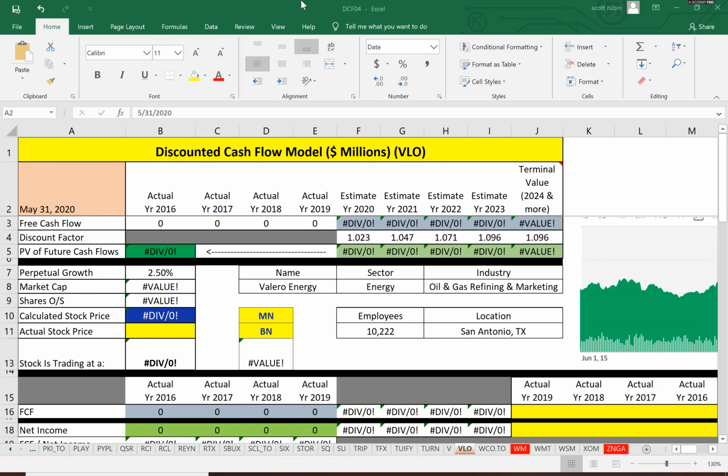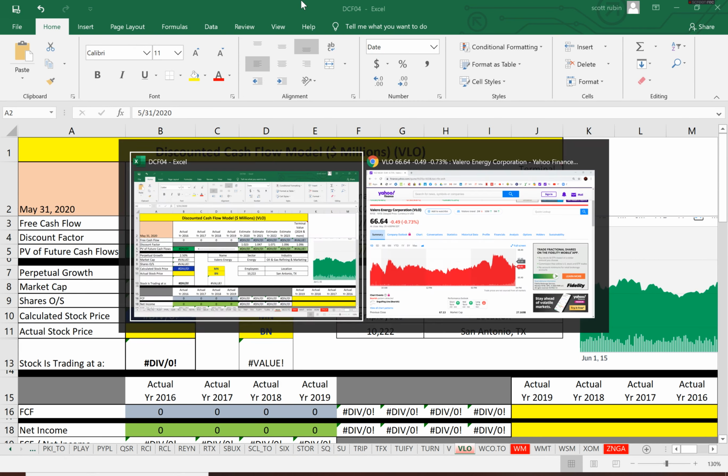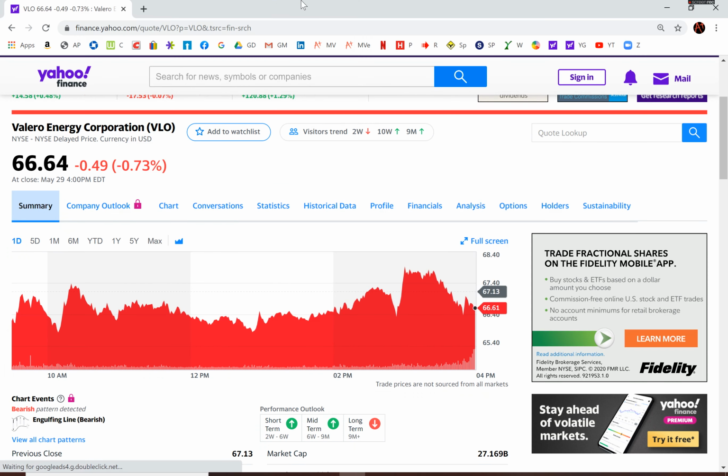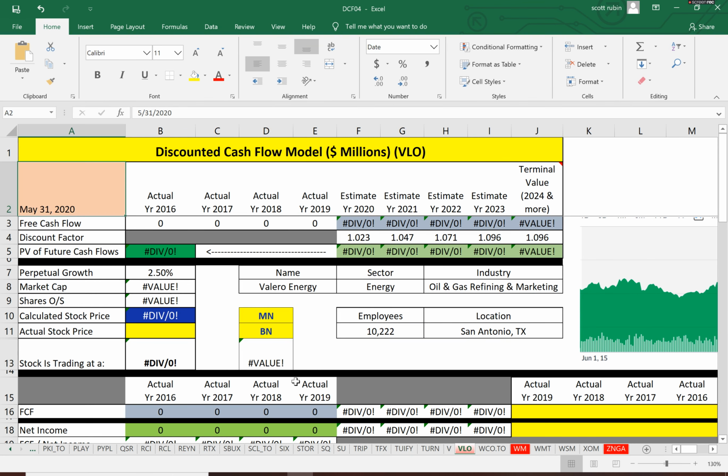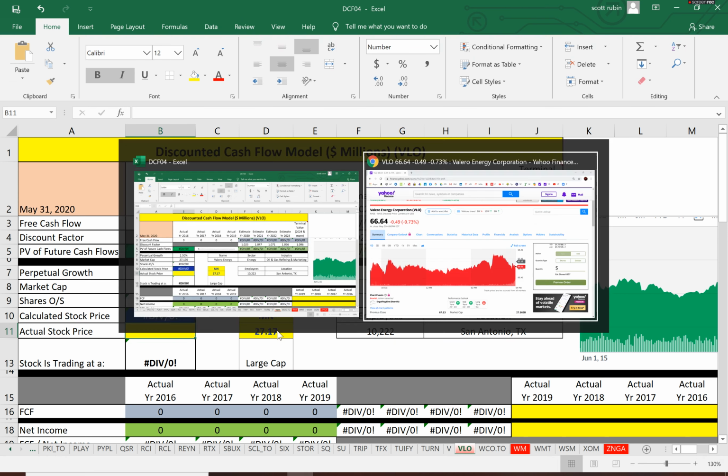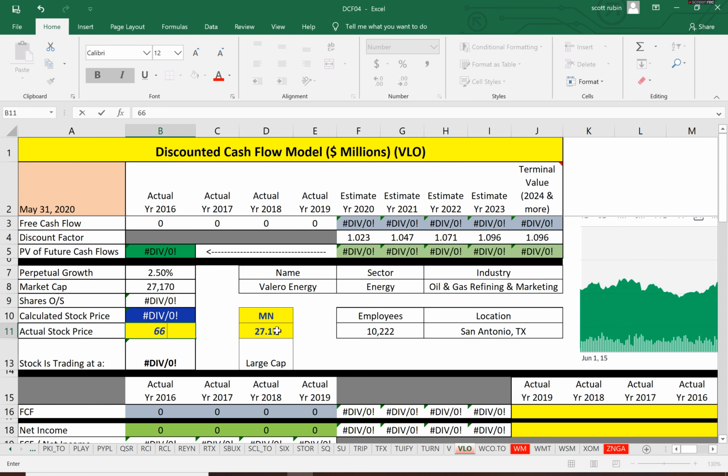We're going to calculate the stock price for Valero Energy, VLO. And let's get the market cap, 27.17 billion. Stock price, 66.64. And if you take the market cap divided by the stock price, you get 408 million. That's the number of shares outstanding.